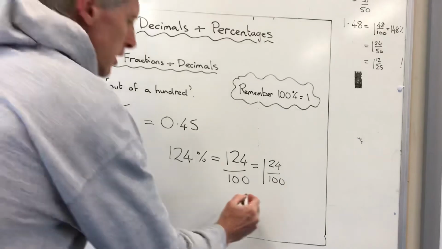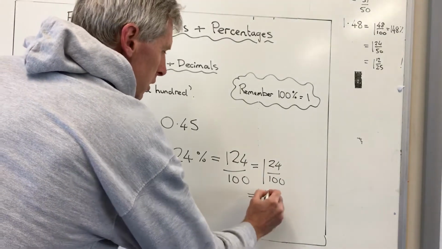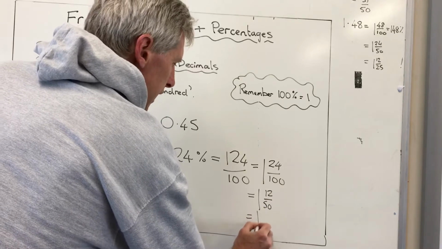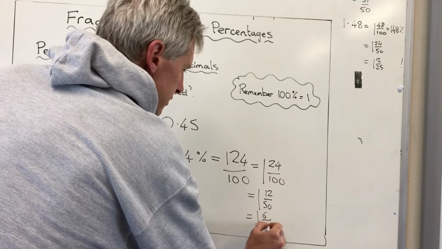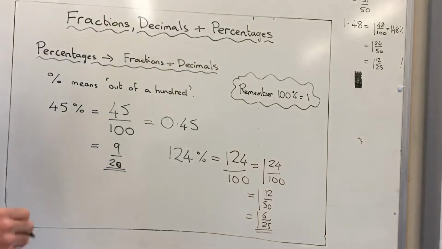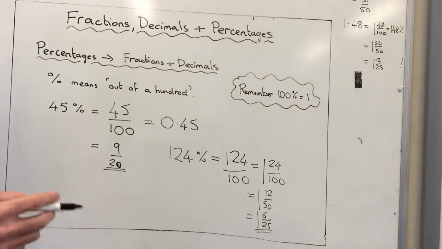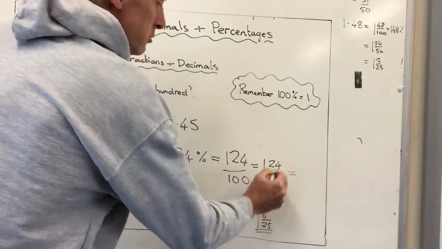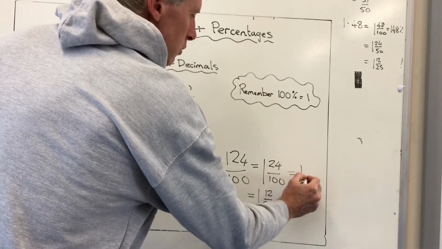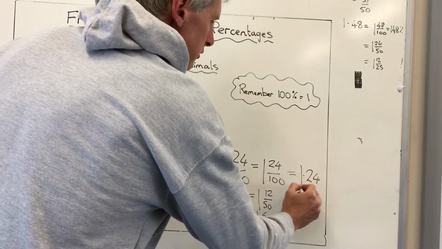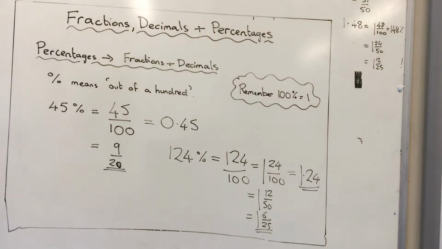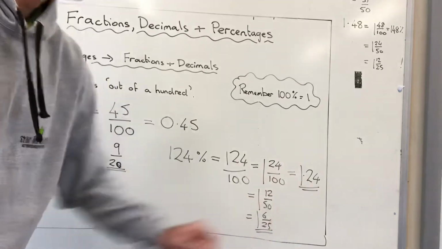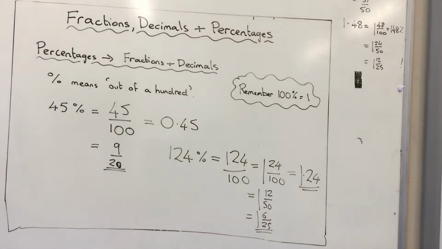Okay, in lowest terms, dividing by 2, divide by 2 again, 1 and 6/25. That is our fraction. It is a mixed number. Our decimal, very simple, 24 hundredths, so it's 1.24. There we have our percentage into a fraction and into a decimal.